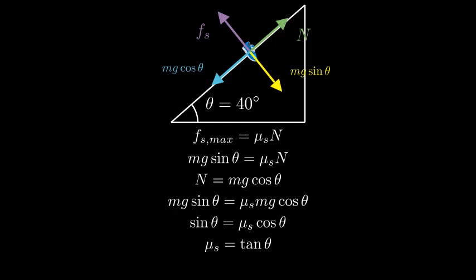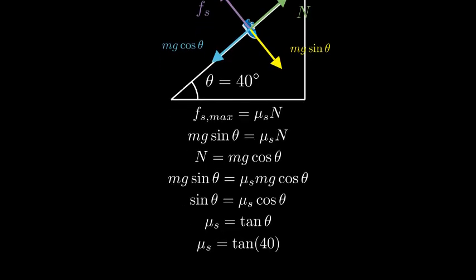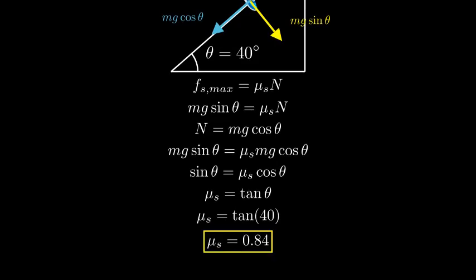Now we can plug in our angle. The coefficient of static friction equals the tangent of 40 degrees. Using a calculator, we get that μs equals 0.84. This means that the coefficient of static friction between the sneaker and the wooden inclined plane is 0.84.